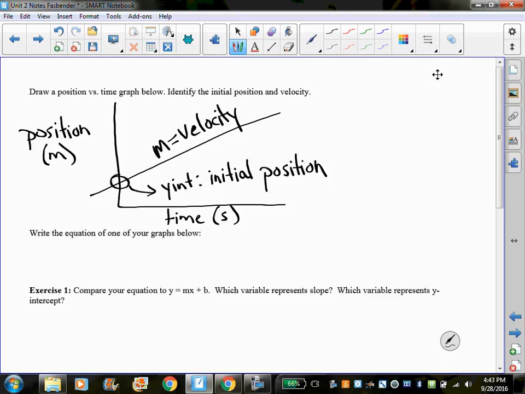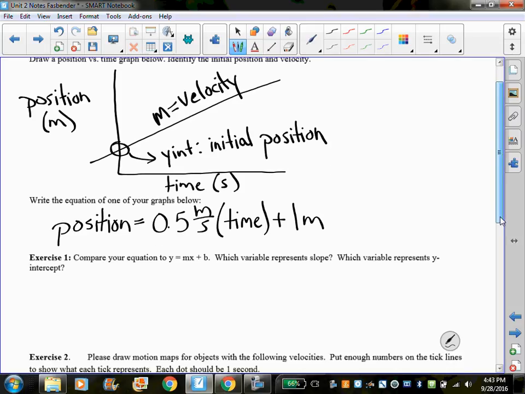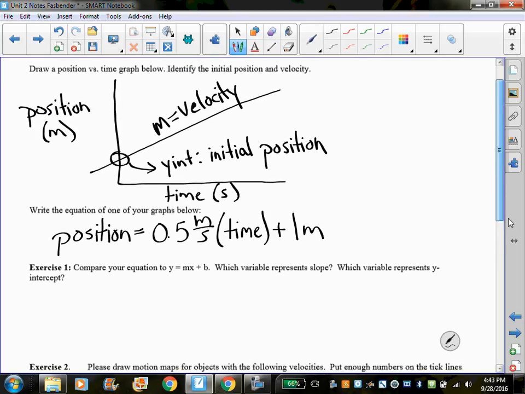So if you look at your lab, you guys wrote an equation for this line. You wrote something like position equals, maybe it was 0.5 meters per second times time plus maybe it was 1 meter. Your numbers might be a little bit different, but this is kind of the generic, this is what we looked at when we wrote the equations for our lab.